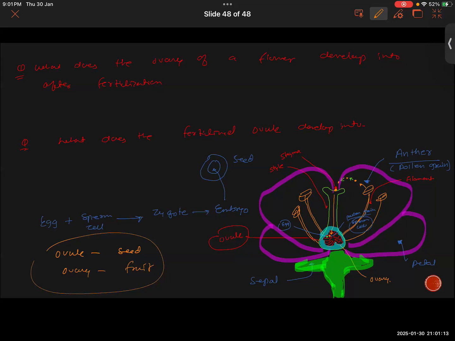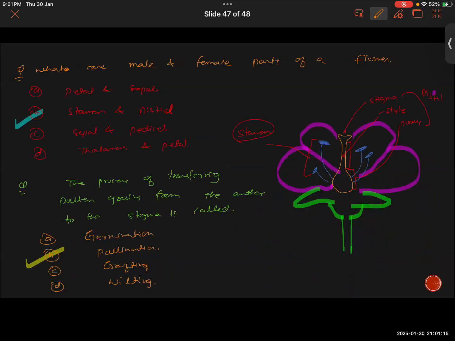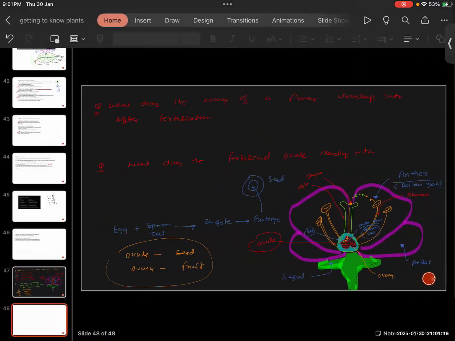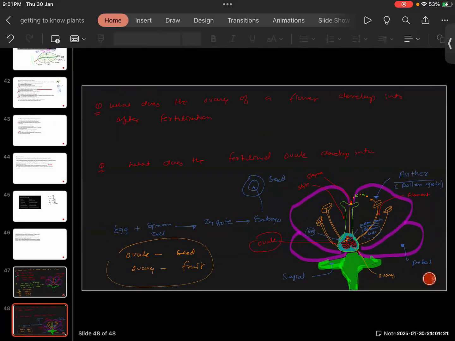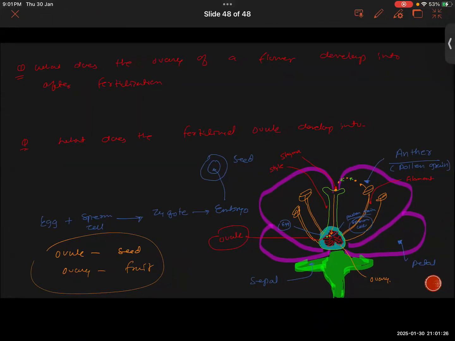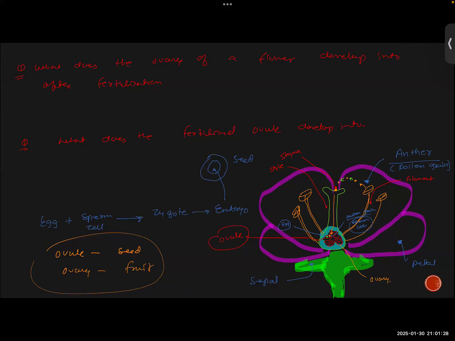Okay. Hope that should be clear. Any questions? Sir, can you keep that slide? I'll note it down. Or you can just take a screenshot. Sir, that is ovary fruit, right? Yeah, the ovary converts into the fruit and the ovule into the seed. Done. Good.